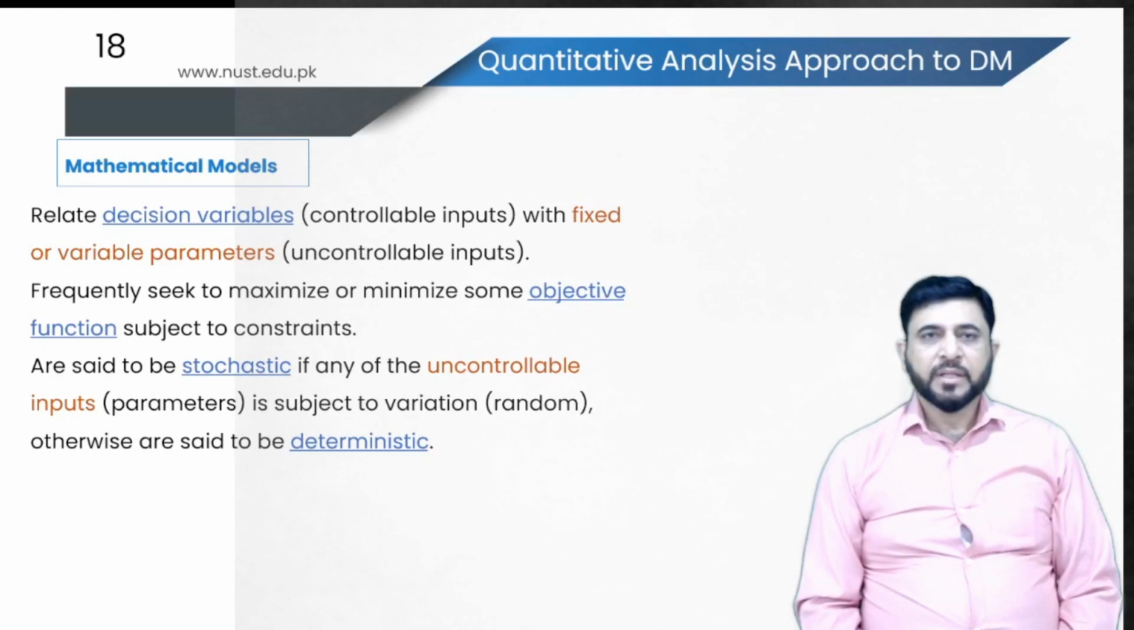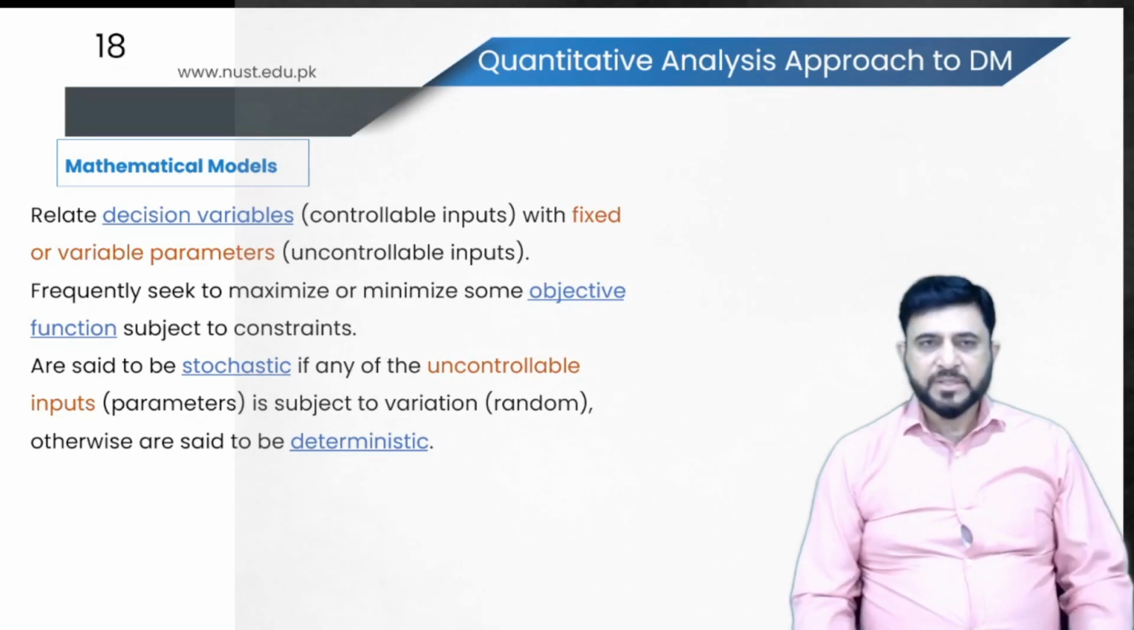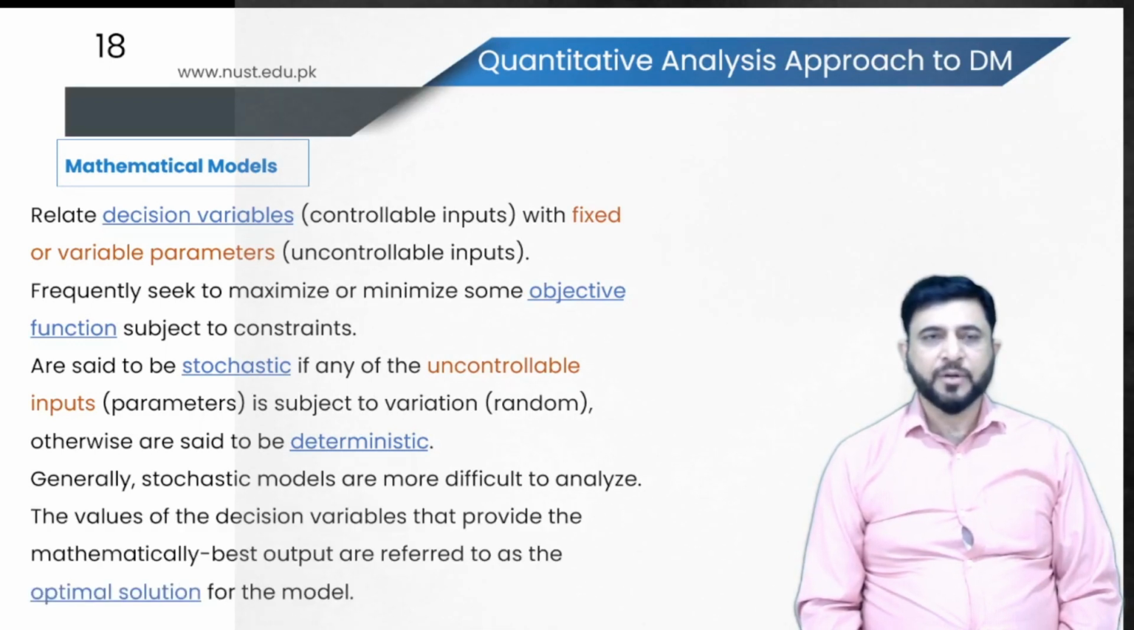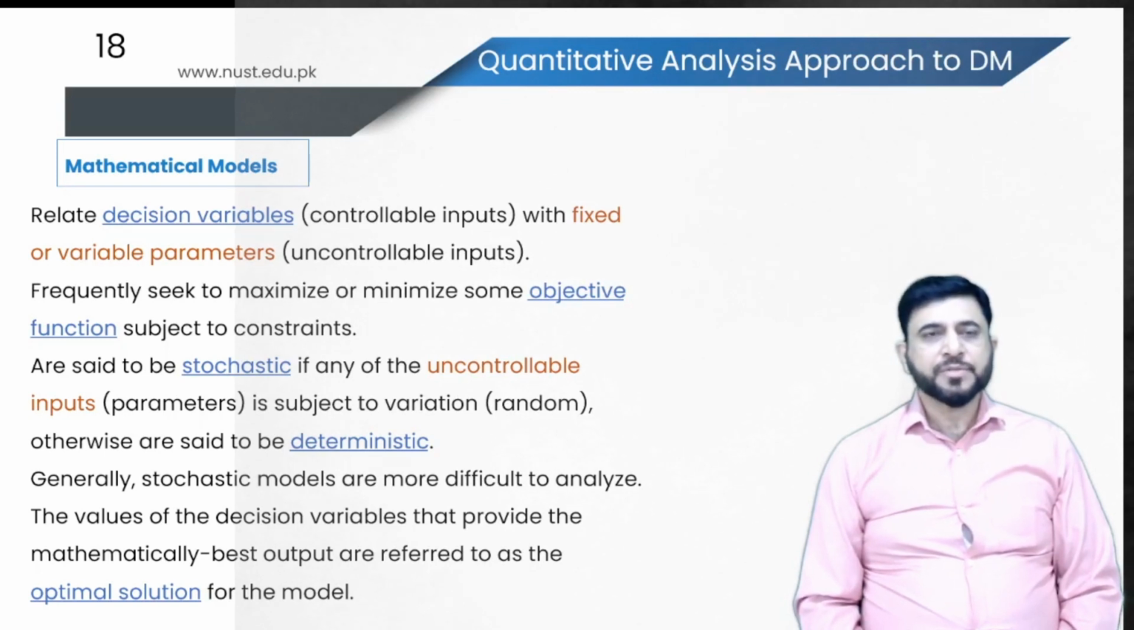So if any of the uncontrollable inputs is subject to variation, then they are random, otherwise they are deterministic. Generally, stochastic models are more difficult to analyze. The values of the decision variables that provide the mathematically best output are referred to as the optimal solution for the model. So in this course, we'll be finding optimal solutions, whether maximized or minimized solutions.